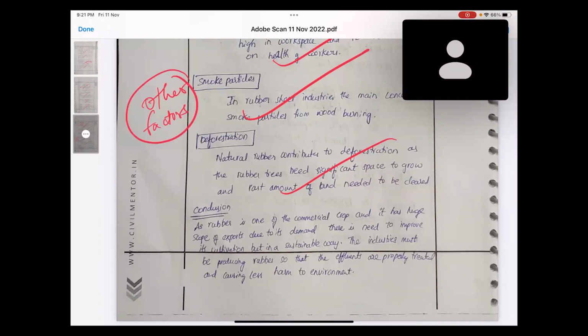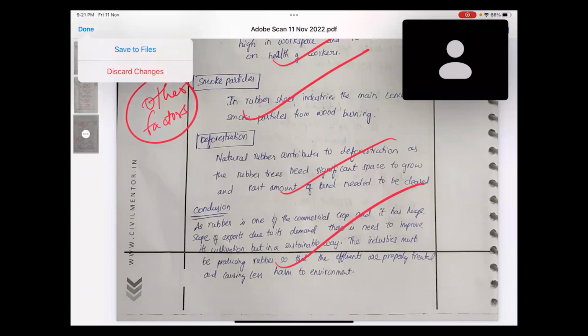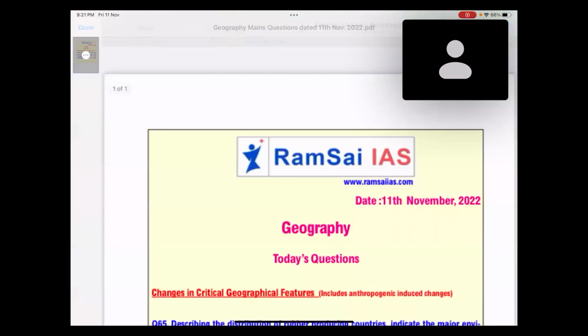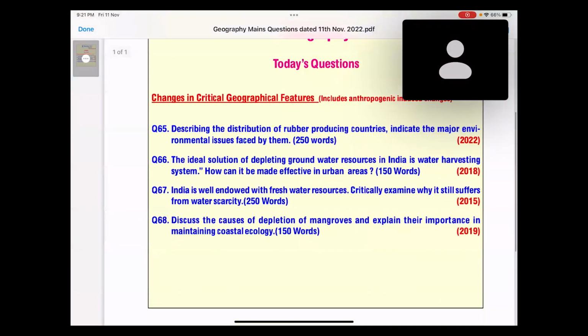Okay, sir. Good. This solution is good. Conclusion is good. See the second question. The ideal solution for depleting groundwater resources in India is water harvesting system. How can it be made effective in urban areas?